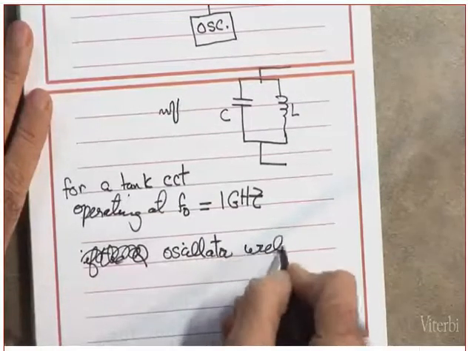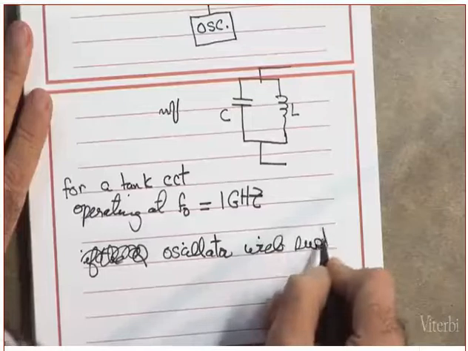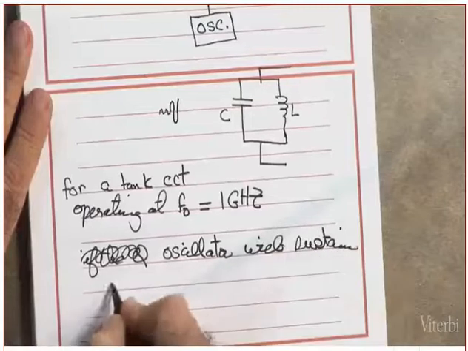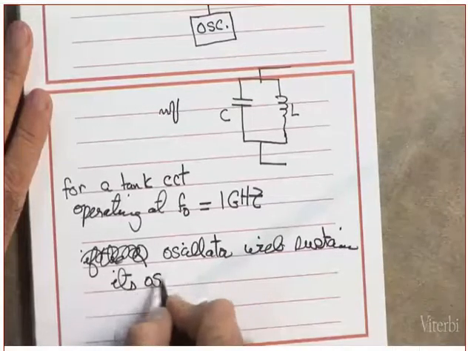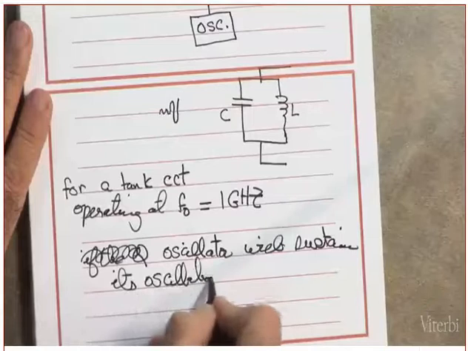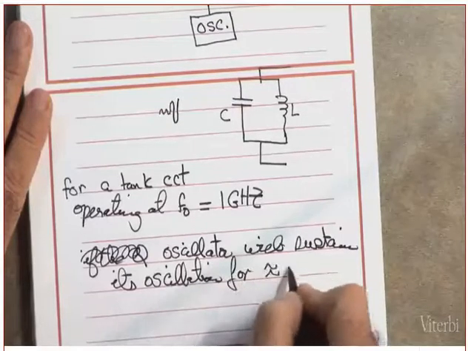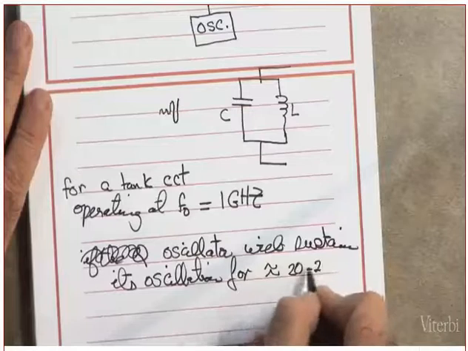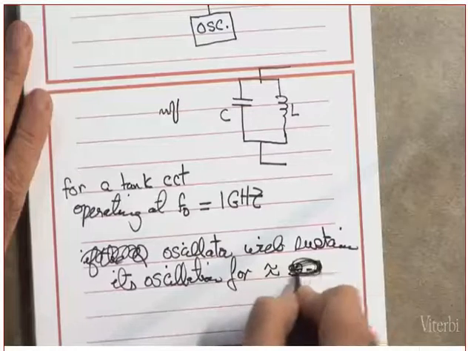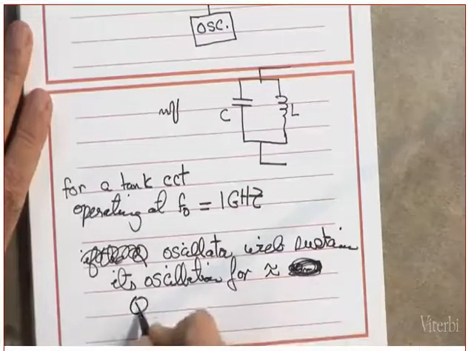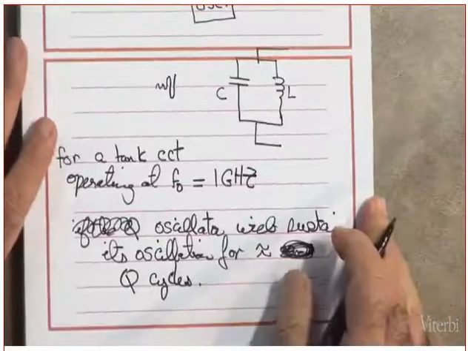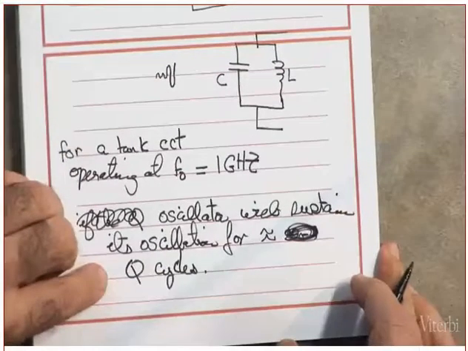will sustain its oscillation for roughly 20 to 25 Q cycles. I want you to understand what you mean by Q cycles.